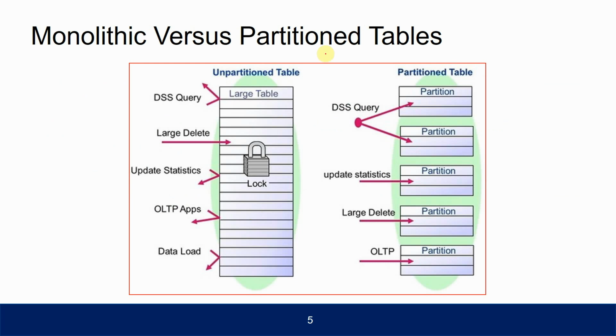Monolithic versus partitioned tables. This is unpartitioned table. You have sent a query to the server where large number of deletes are happening. When the deletes are happening, the lock is acquired and all the rows are locked. Now other queries will be turned back. DSS queries turned back, update statistic turned back, OLTP app turned back, data load turned back. All queries are turned back when the entire table is locked or the pages are locked.